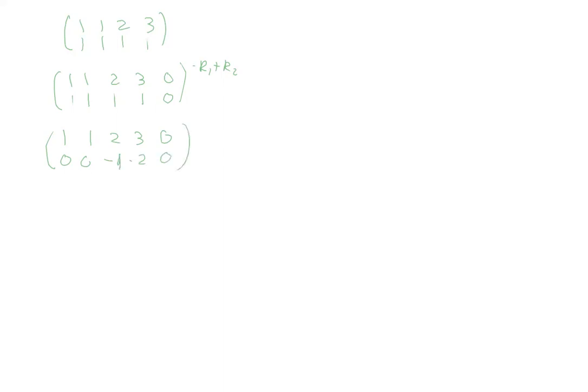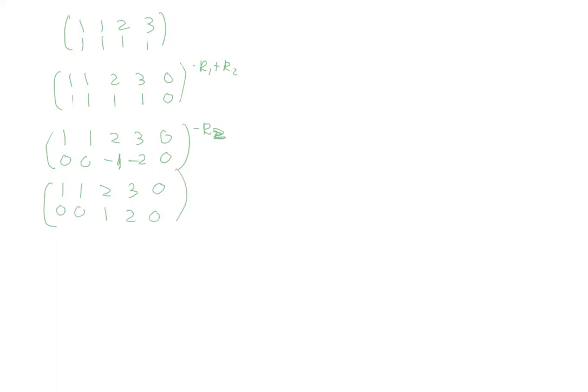Now, this is an interesting example. Do you see that the second column now doesn't have a pivotal? So where do you go? You go to the third column and you do minus row three, row two. And this will give you 1, 1, 2, 3, 0, 0, 0, 1, 2, 0.